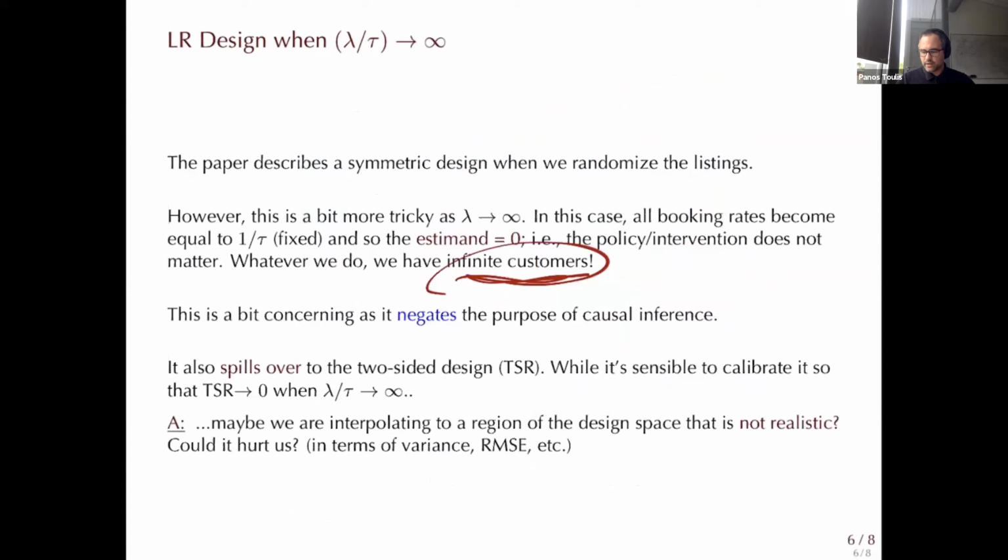I was saying that we have infinite customers. So in that other regime, the estimate is equal to 0, and it's hard for me to think about that. It's not really realistic, or at least not as realistic as the other setting. By interpolating our design towards these two extremes, where one extreme is realistic and the other might not be, maybe it's not the best thing to do. It's a little concerning that we're considering settings where the estimate is exactly equal to 0. So I'd like to hear Ramesh's thoughts about that.